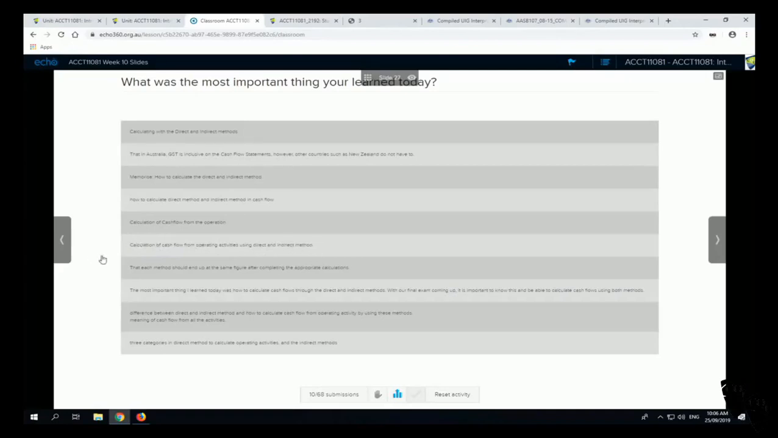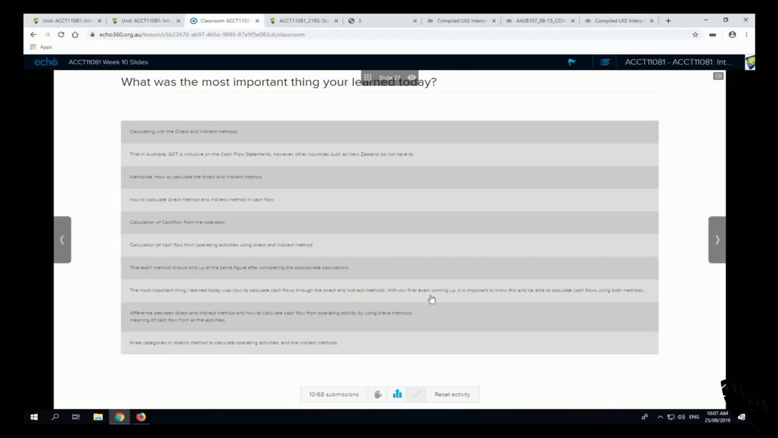Very good. That each method should end up at the same figure after completing the appropriate calculations. Yes, so regardless of which method you are using to calculate cash flow from operating activities, either the direct method or the indirect method, doesn't matter, you should still end up with the same figure, okay? The most important thing I learned today was how to calculate cash flows through the direct and indirect methods. Okay, so good.